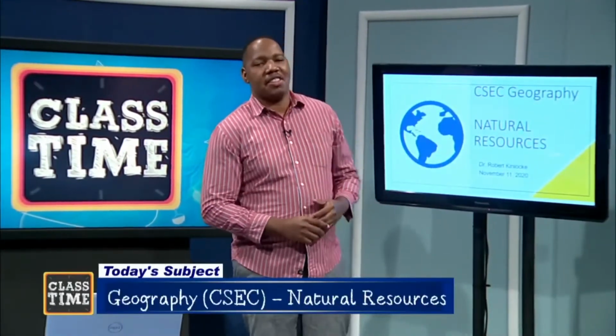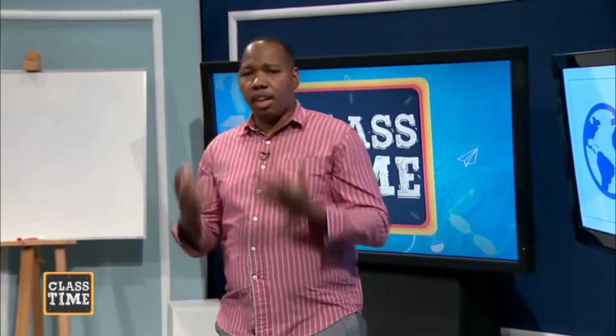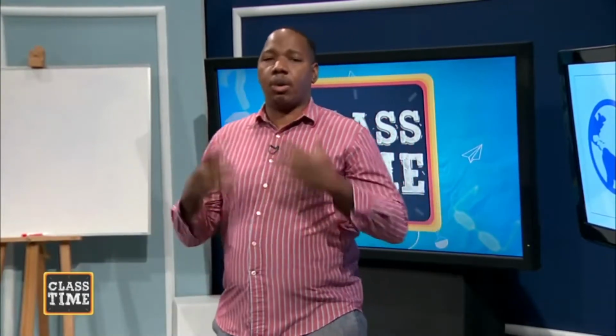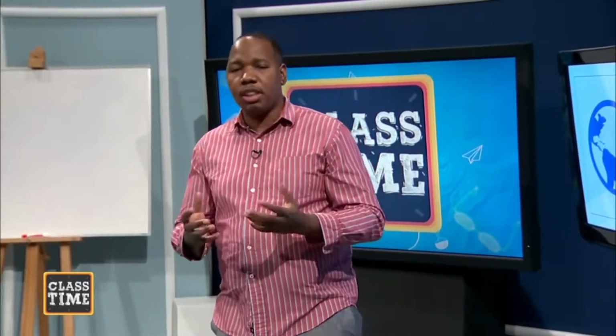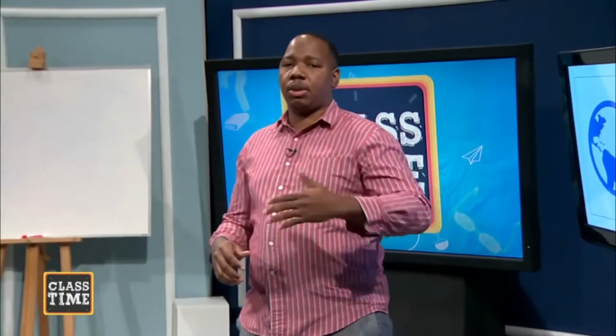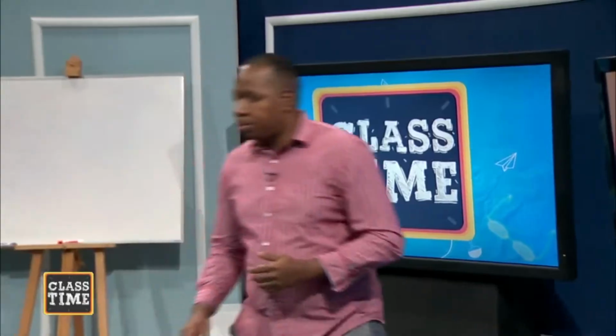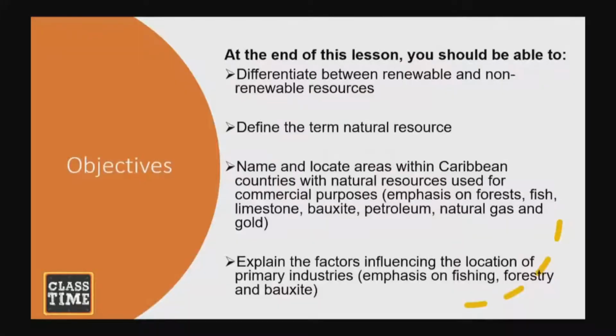Let's get into it. Today, the objectives of this lesson will center on natural resources. We're going to be looking at some of the factors influencing the location of industries as it relates to the natural resources that these industries depend on. More specifically, we'll be attempting to differentiate between renewable and non-renewable resources. We're going to define the term natural resources.